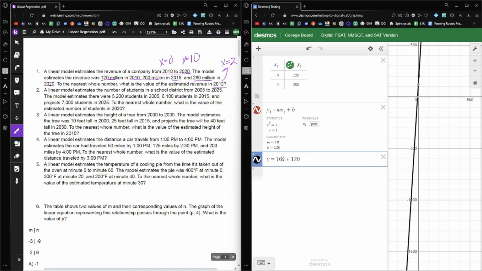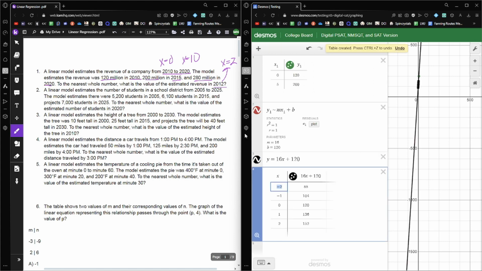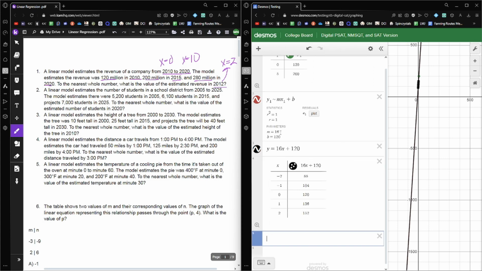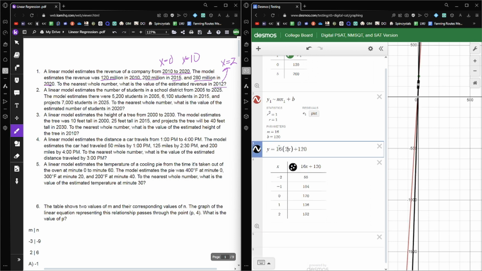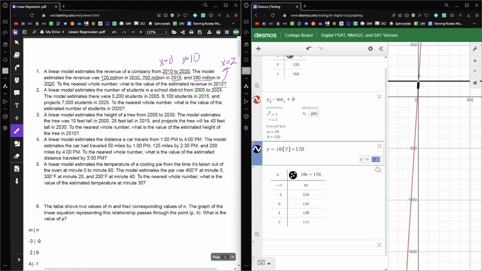Then all you have to do is go to this gear icon right up here, click a table, and then you can find it in x equal to 2, it's 152 million. Another way you could do it is, of course, just not make the table and just replace this x with 2. Oh shoot, what happened? Alright, with 2. And then you get y equals 152.